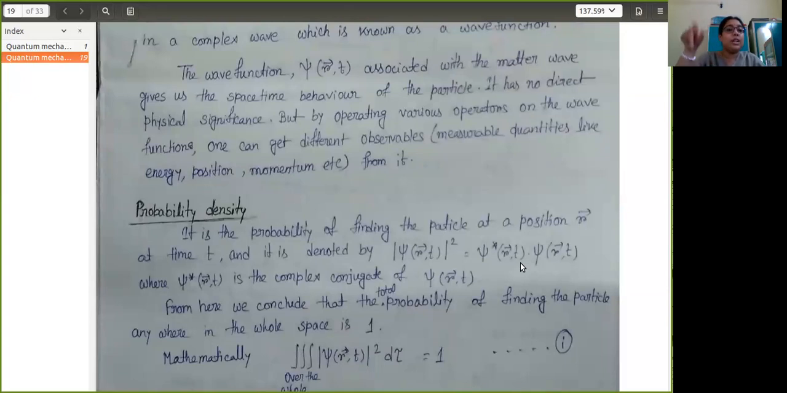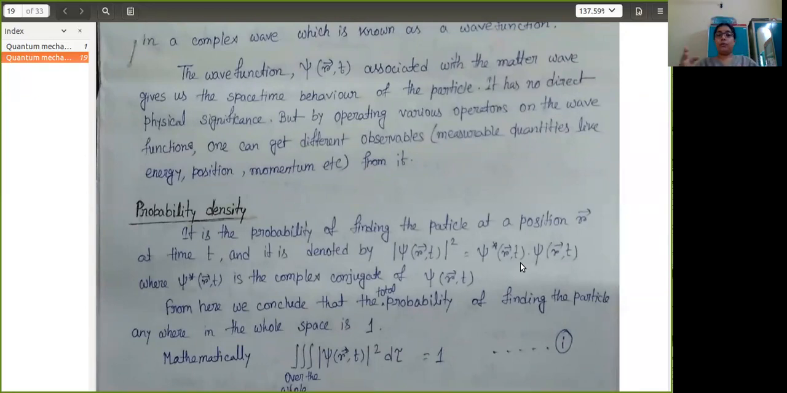And what happens if you integrate it over the whole space? It gives you the probability of finding the particle anywhere in space. The total probability will obviously be 1, because I know the particle is there. I don't know the exact position, but it is there. I am confirmed. So the probability of finding the particle anywhere in space, which is the total probability, is given by 1. If you integrate the probability density over the whole space, you will get 1.